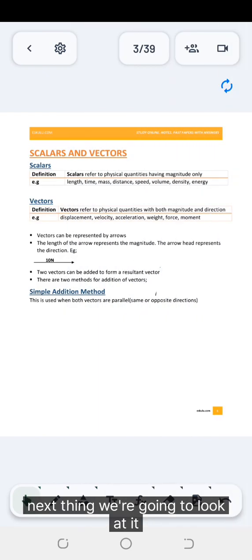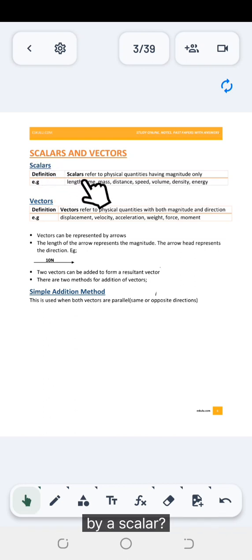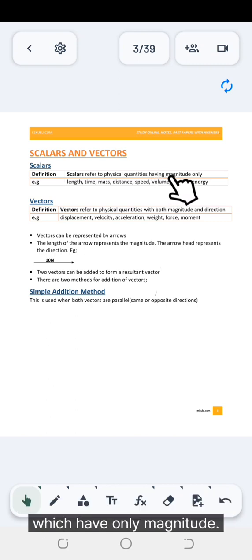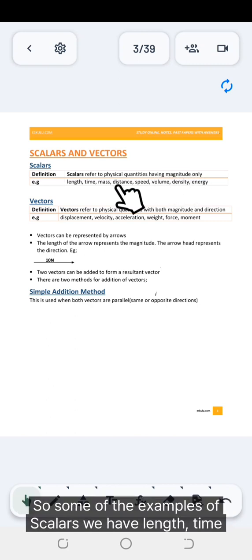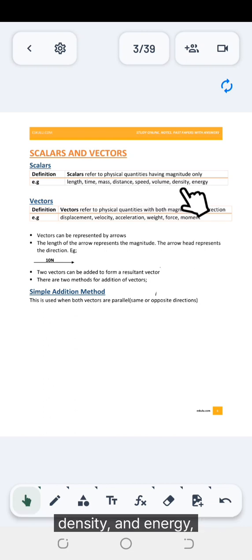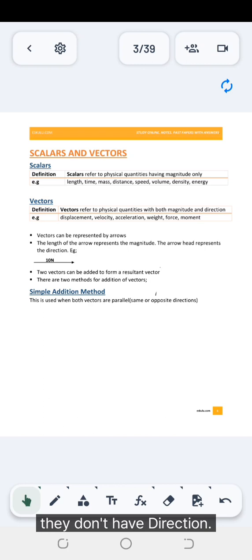So the next thing we're going to look at is scalars and vectors. What do we understand by a scalar? A scalar refers to a quantity or physical quantities which have only magnitude. Some examples of scalars are length, time, mass, distance, speed, volume, density, and energy. All these only have magnitude, they don't have direction.